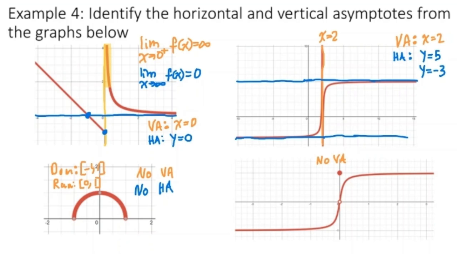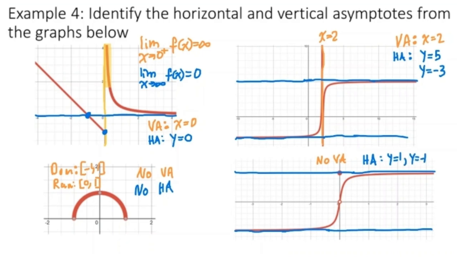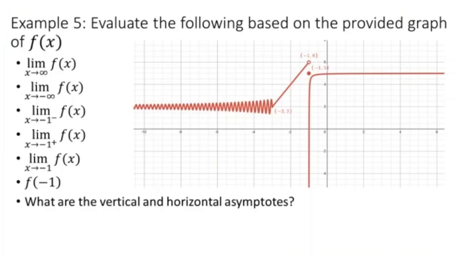As for horizontal asymptotes, we can see that the right end is approaching 1. In other words, the limit as x approaches infinity of f of x is 1, while the left end is approaching -1. So our horizontal asymptotes are y equals 1 and y equals -1. Next, we're going to evaluate the following based on the provided graph. First, we're going to find the limit as x approaches infinity of f of x.